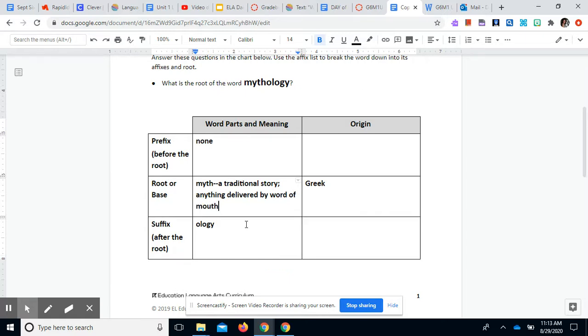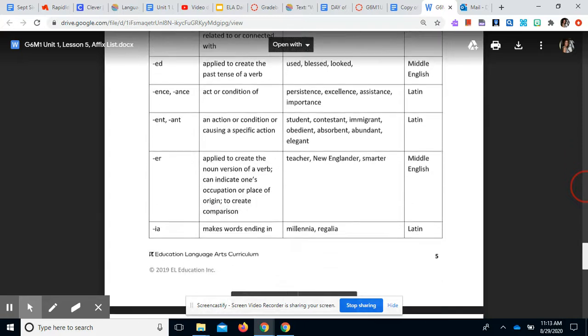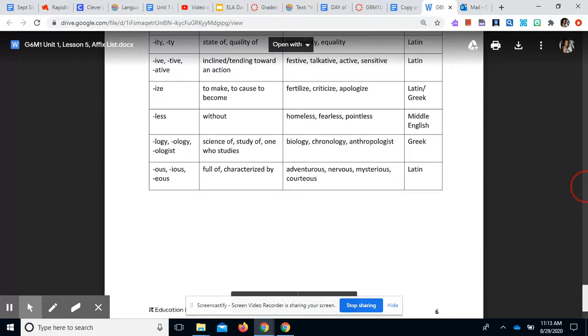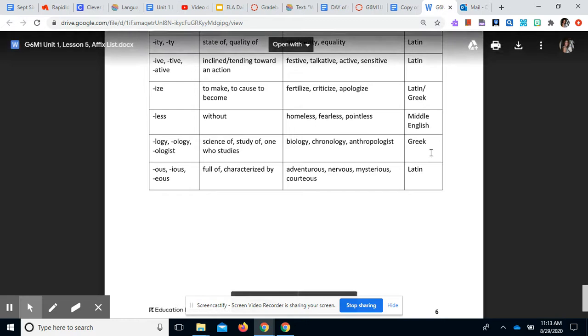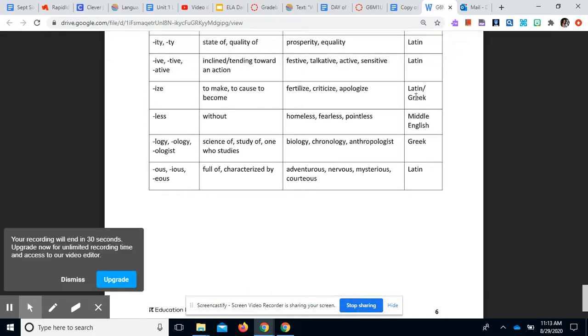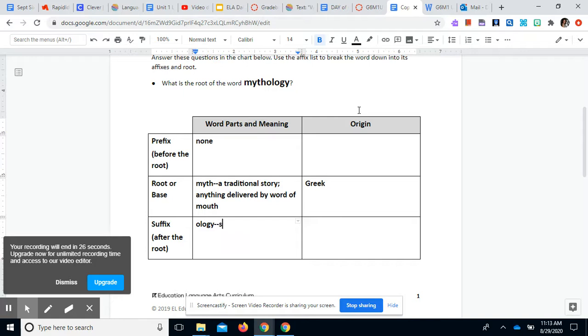All right, now let's look for our suffix ology. Lots of people already knew that ology means the study of something. Let's go ahead and find it. So here we have L-O-G-Y, ology, and ologist, meaning science of, study of, one who studies. And again, we have an origin in Greek. So I am going to go back and add that, study of, and its origin is Greek.